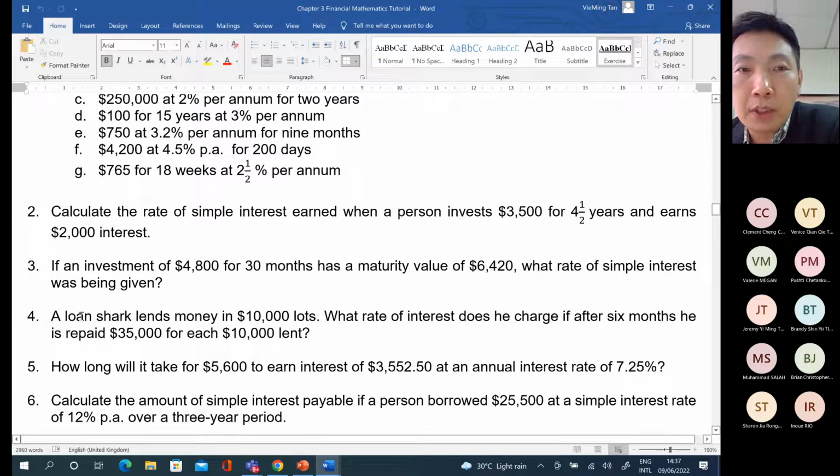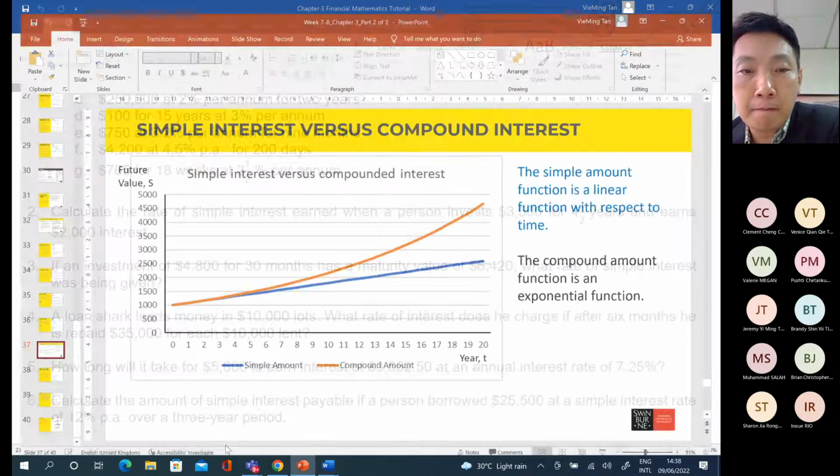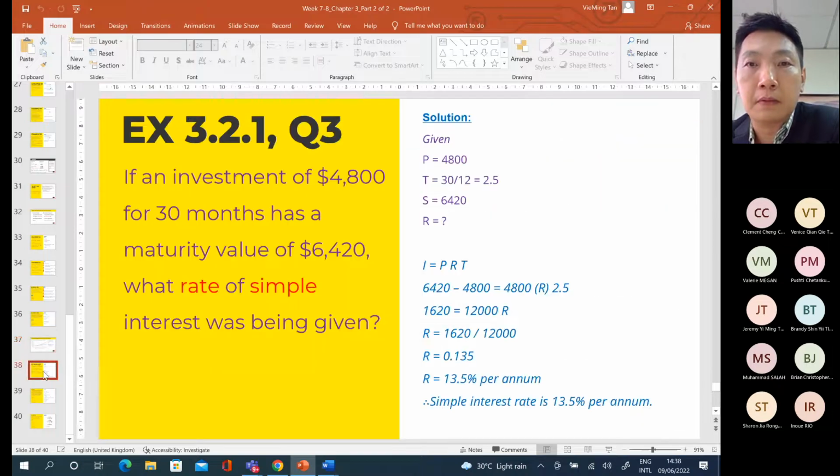Okay, probably I'll choose question number 3, right? This one. From exercise 321, question number 3. So I copy this question and then paste to here. All right. So this question from exercise 321. Okay. So let us analyze the question together.